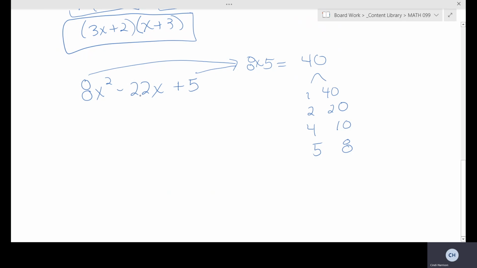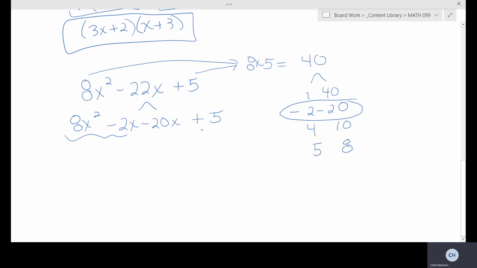Let's see. We need to get 22. 2 and 20 give us 22. They add, so they both need to be negative. So that's negative 2x minus 20x. One pattern you will see is if you need these two numbers to subtract, then the signs will be different. If you need them to add, then they will be the same, either both positive or both negative.